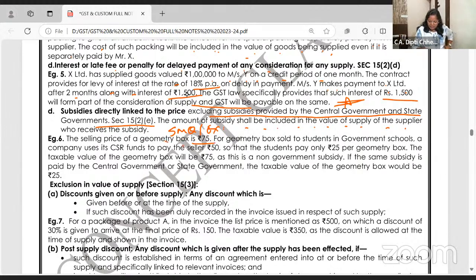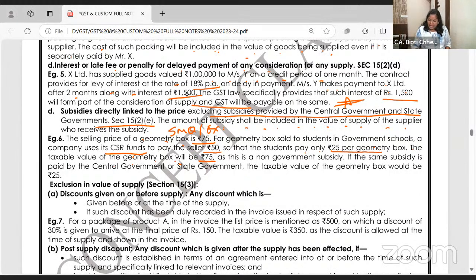Selling price of the geometry box is 75. Geometry box is sold to students in government schools. A company uses its CSR fund. All of you know the CSR fund, corporate social responsibility, that this much of the profit of the company they have to spend for environment or for the poor and needy. So out of CSR, the company is funding 50 rupees so that students are paying only 25. Now what's the taxable value of the geometry box?